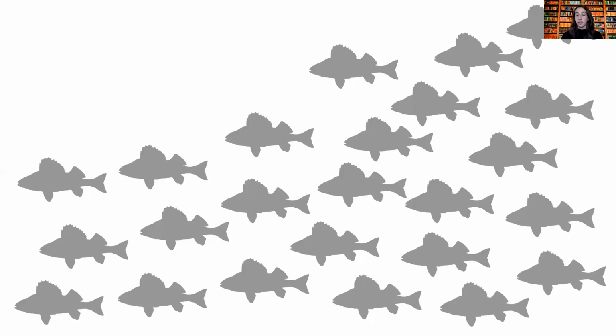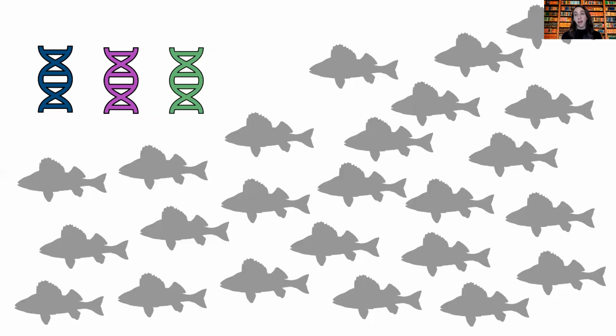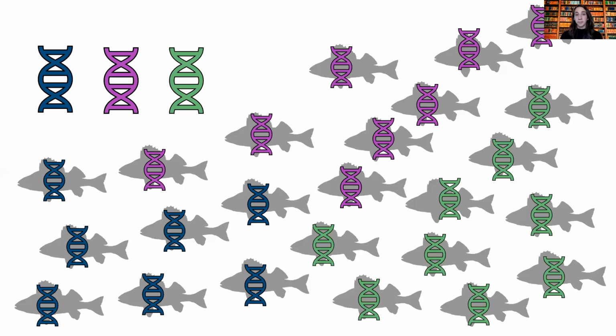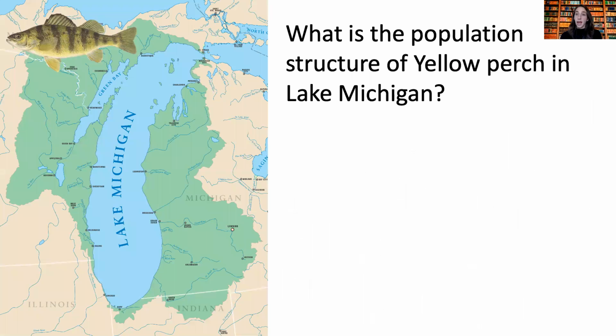Luckily, using genetics, we can figure out how fish are related to each other based off their DNA. You guys can sort of think of this as 23andMe, but for fish. And using genetics, we can start to parse apart what those populations actually look like, despite the fact that fish might look the same on the surface, just with the naked eye. And I use this method to figure out how populations of yellow perch are structured in Lake Michigan.